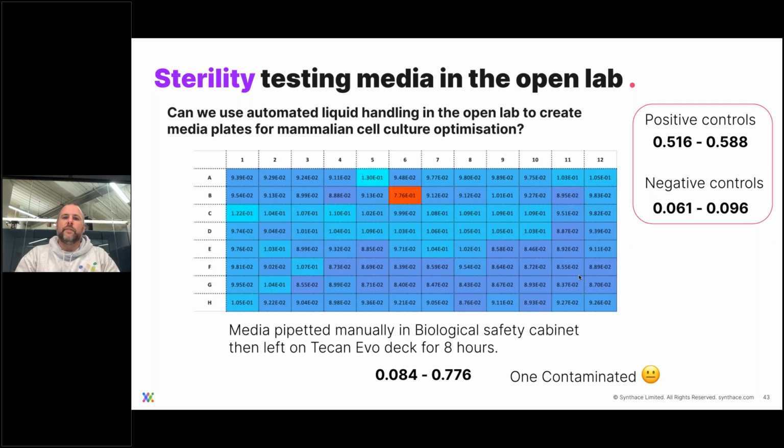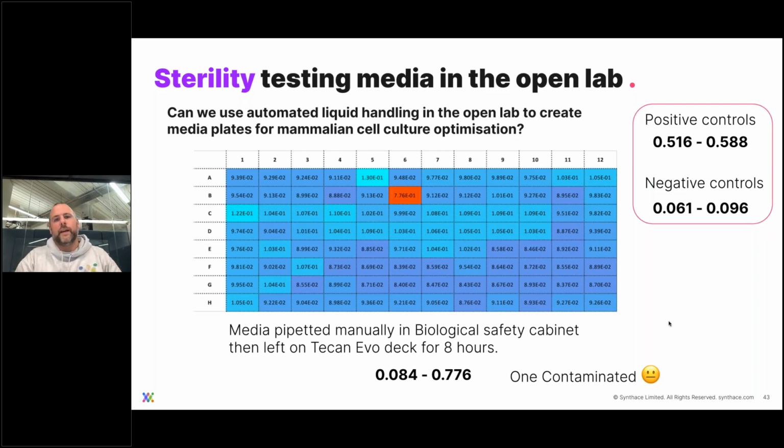And this final table for this section shows the results from a plate where the media was dispensed manually in a biological safety cabinet and then was left on the deck of the Evo for 8 hours after spraying down all its surfaces with 70% ethanol. We can see that there's this single contamination event being recorded.